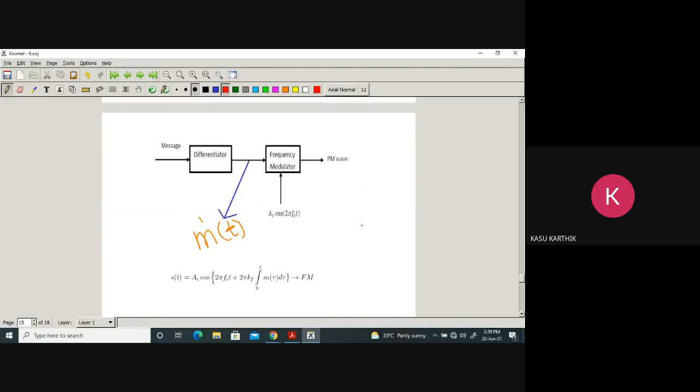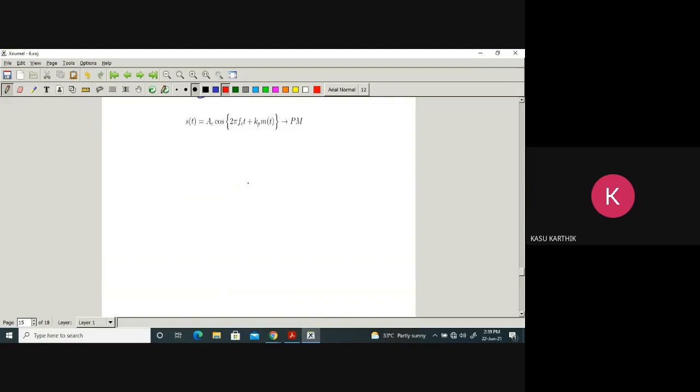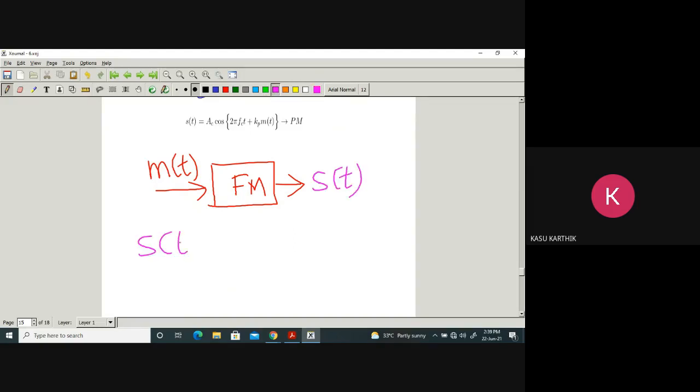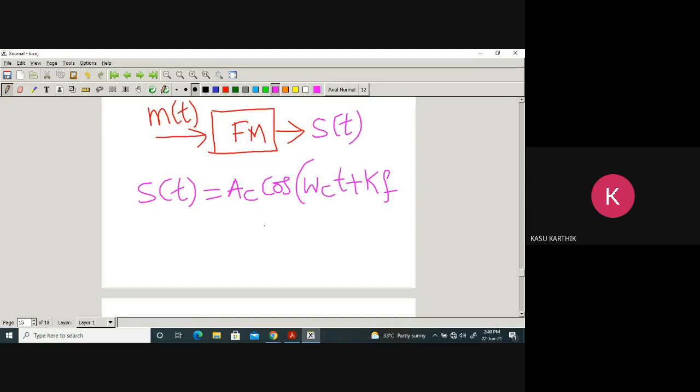What reverse? This is the frequency modulator. You take only the FM modulator. If the input is m of t, the output is s of t. Now s of t would be Ac cos(omega c t plus 2 pi kf integration of m of tau d tau). This is what you get.